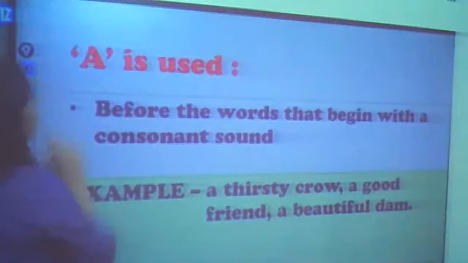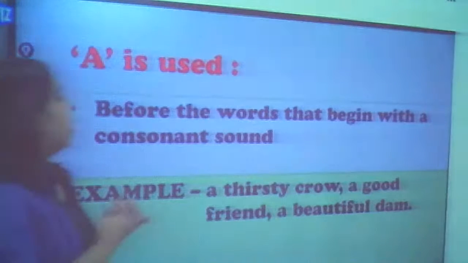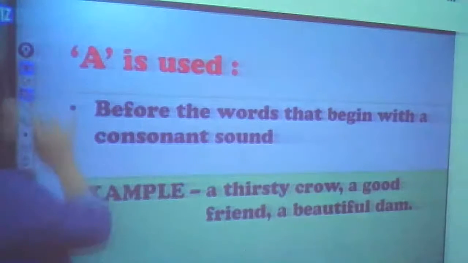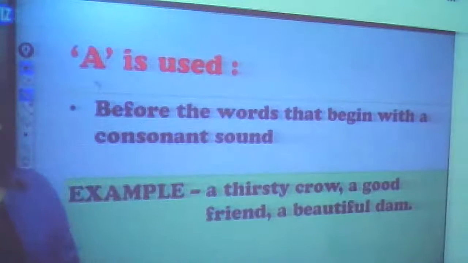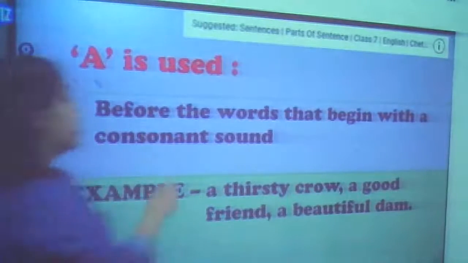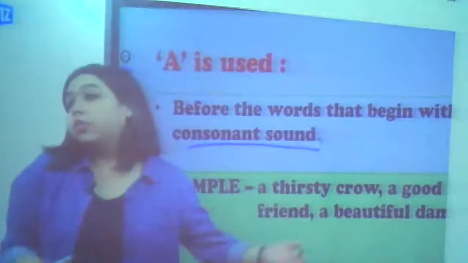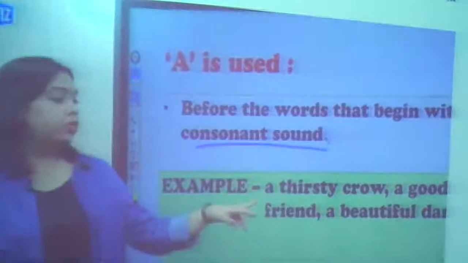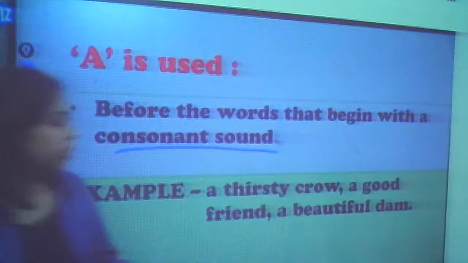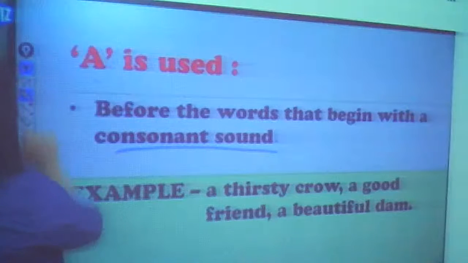Now moving on to our next article, that is a. The article a is used before words that begin with a consonant sound. We were talking about an: we use an wherever there is a vowel sound. Right. We use a wherever there is a consonant sound. For example, a thirsty crow. There is no vowel sound, so you use the article a: a good friend, a beautiful dam.